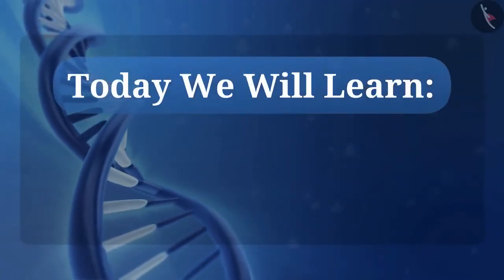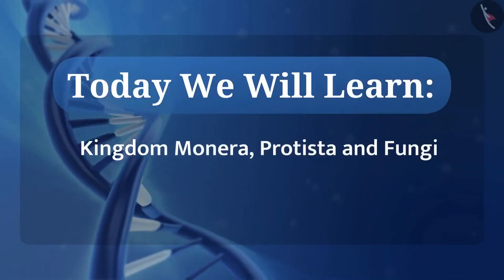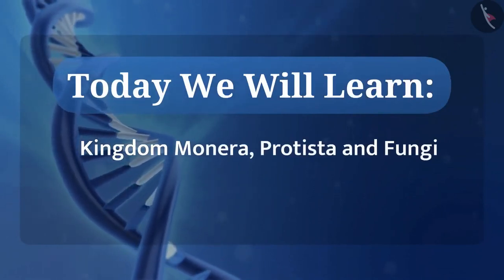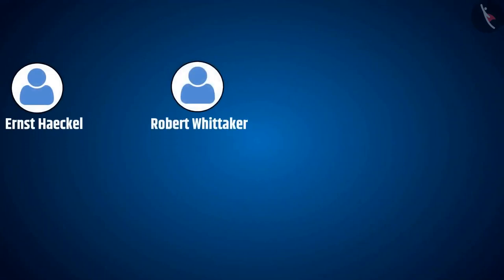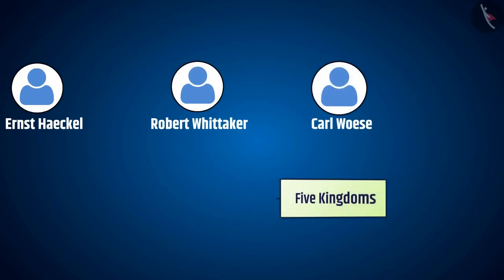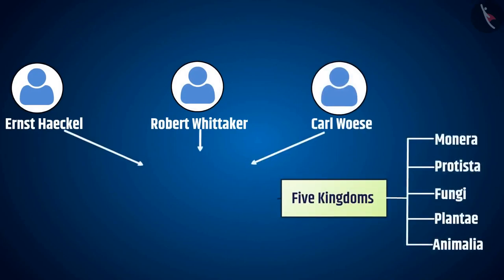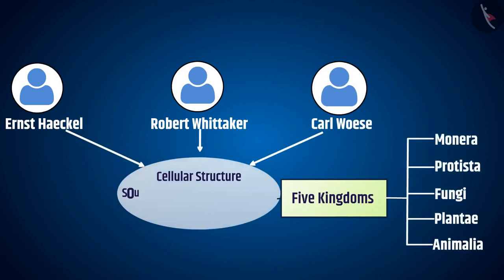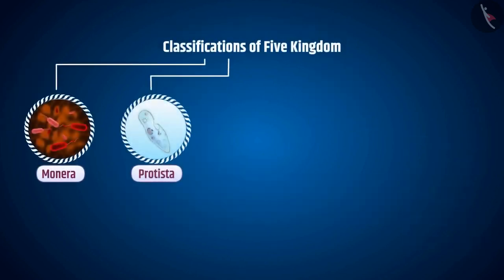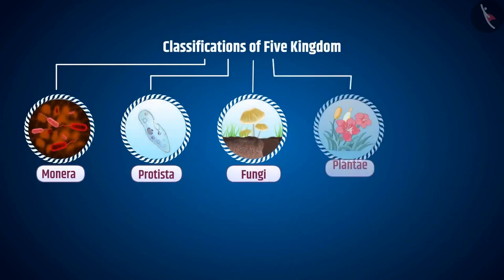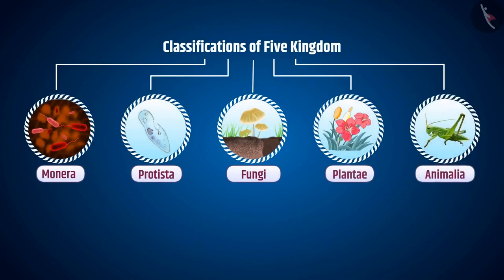Today we will learn about Kingdom Monera, Protista, and Fungi. Scientists named Ernest Haeckel, Robert Whittaker, and Carl Woese divided all living organisms into five kingdoms based on cellular structure, sources, and methods of nutrition and body organization. These are the five kingdoms: Monera, Protista, Fungi, Plantae, and Animalia.